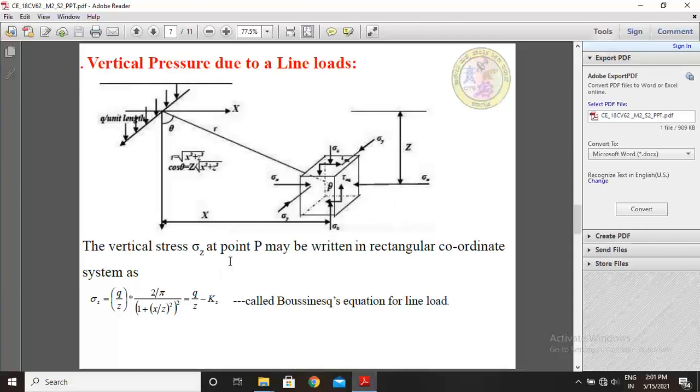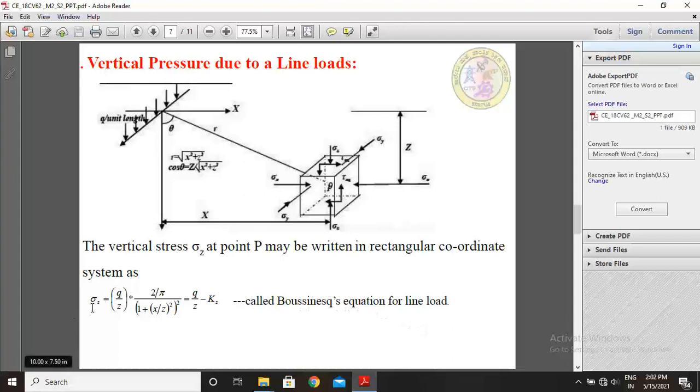The vertical stress sigma z at point P may be written in rectangular coordinate system as sigma z equal to q by z into 2 by pi by (1 plus (x by z) square) whole square, which is nothing but q by z into Kz. Here this equation is called Boussinesq's equation for line loads.